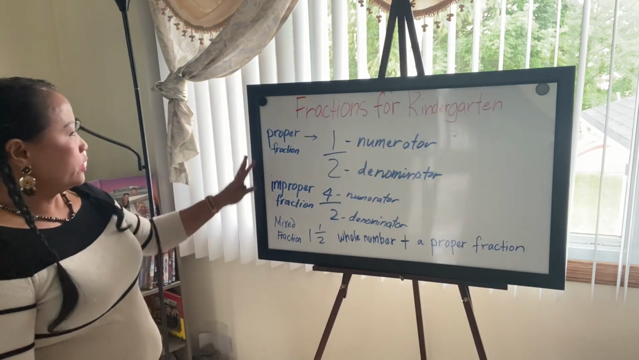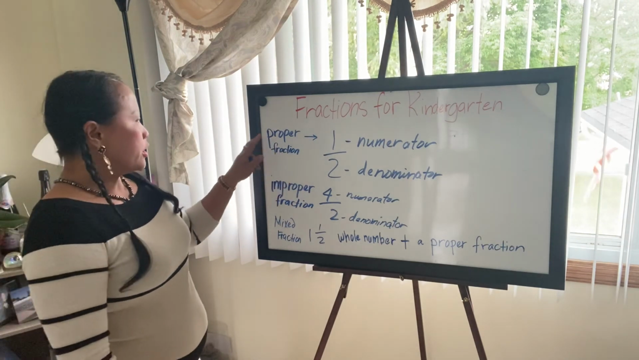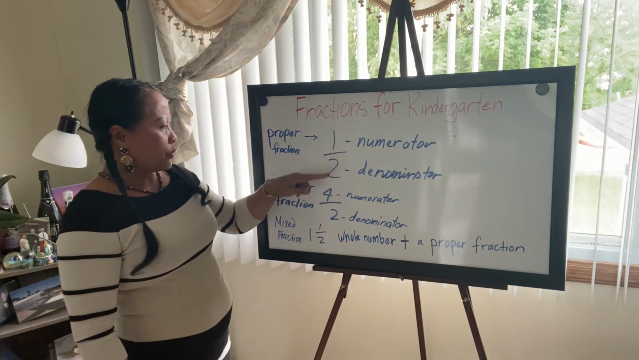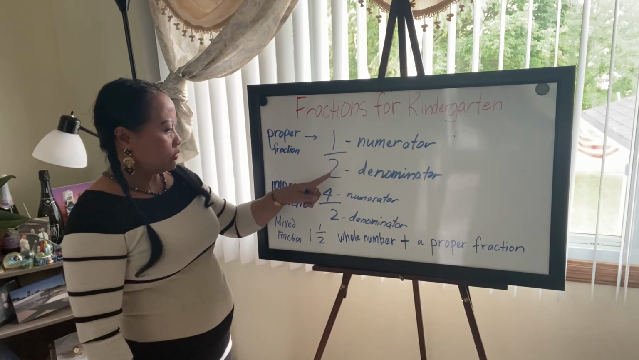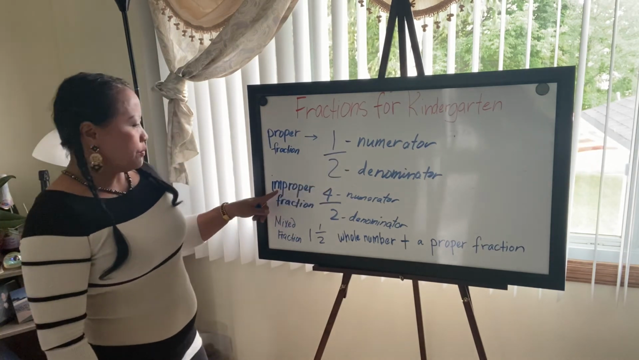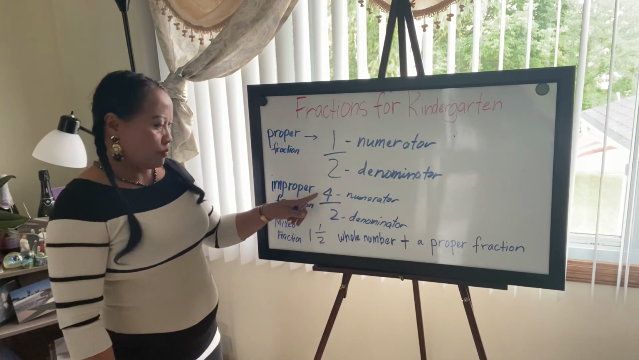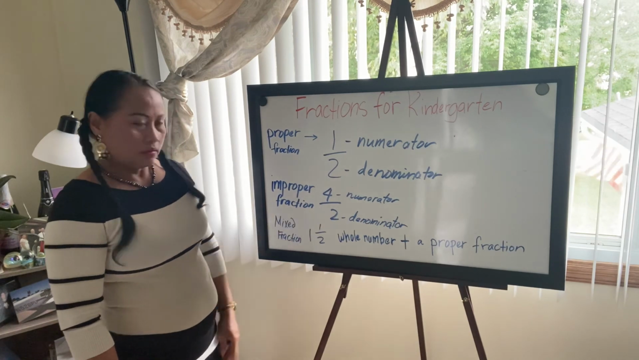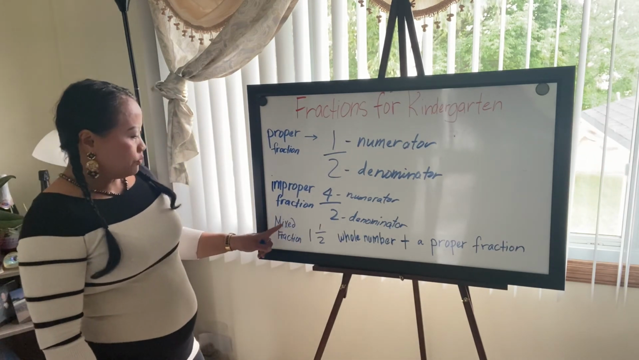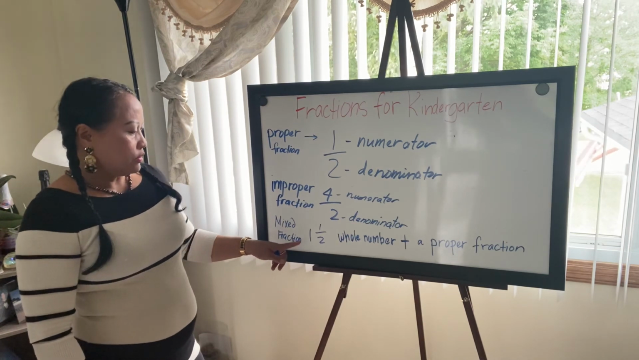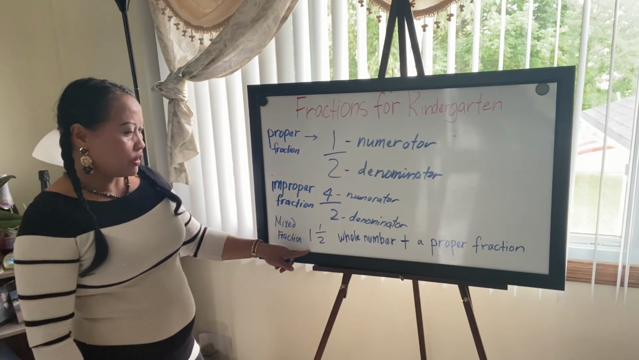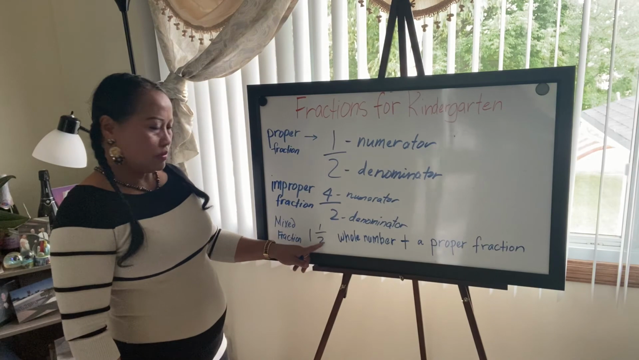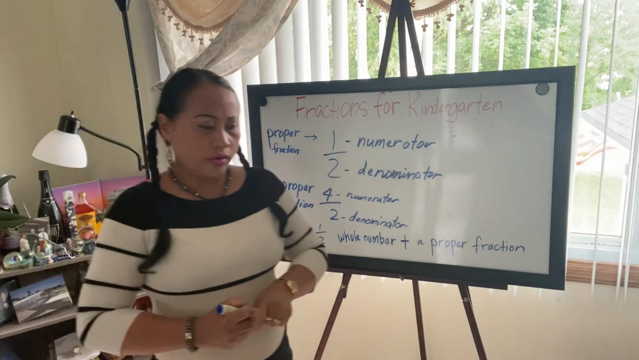Okay, now, before we go: proper fraction, 1/2. It is called proper because the numerator is small and the denominator is big. Improper fraction: the numerator is big and the denominator is small. See, it's opposite. Mixed fraction: we can see the whole number, which is 1 here, and then plus a proper fraction. Okay?